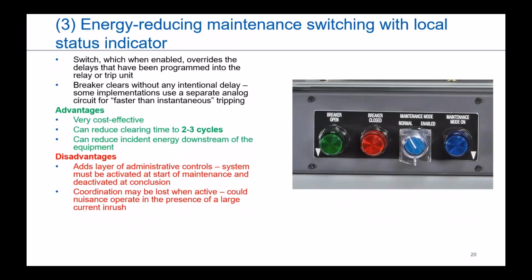The energy reducing maintenance switching, this has probably become the most prominent way of addressing energy within the industry. So the idea is that you've got a switch that's going to override whatever your current settings are on a circuit breaker, and it gets enabled essentially anytime you're going to have somebody either in front of the gear or working on the gear. That way you can get much faster tripping than you normally would, and it allows you to greatly reduce your incident energy just because you're able to trip so much faster than you normally would. The downside of this is it's considered an administrative control, so you cannot leave it on all the time.